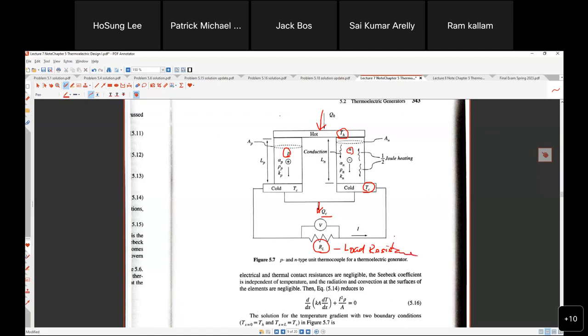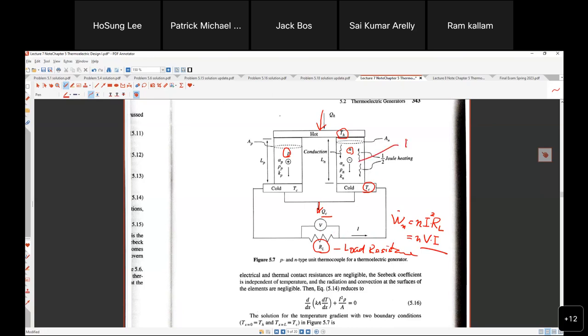This is an important concept. So the power is N times voltage times current, or current squared times the load resistance, or voltage times current. Same.